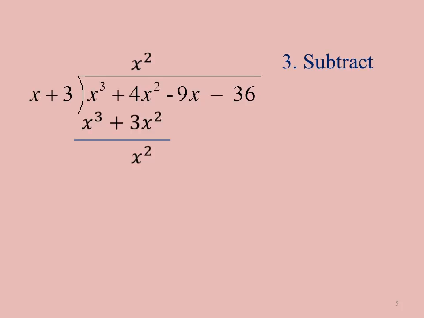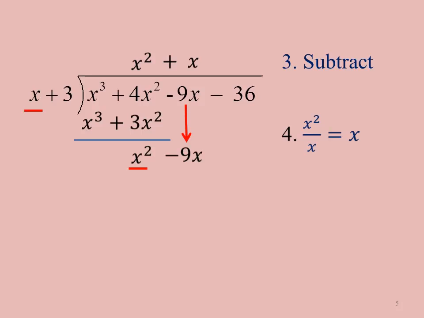The next thing to do is to bring down the next term, minus 9x. Once again, we look at the first term of the divisor and the x squared, and we do the calculation. What is x squared divided by x? Well, the answer is simply x, which we write on top of the bus stop as part of our quotient.